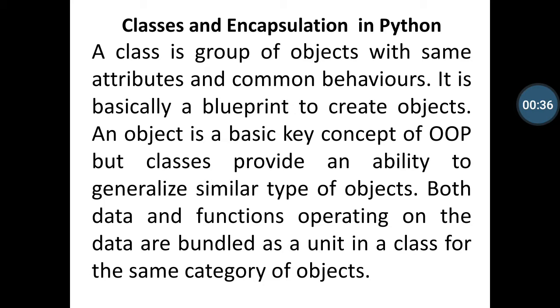The definition of a class is a group of objects with the same attributes and common behaviors. It is basically a blueprint to create objects. An object is a basic key concept of object-oriented programming, but classes provide an ability to generalize similar types of objects. Both data and functions operating on the data are bundled as a unit in a class for the same category of objects. I will also define an example in our next slides.